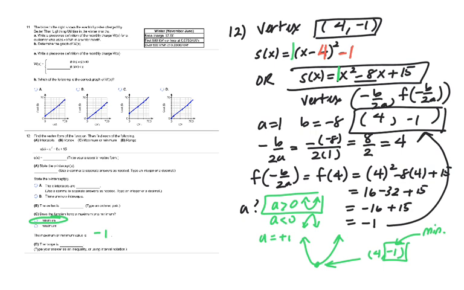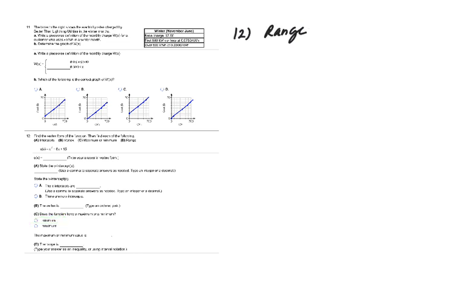Part D asks for the range of the function. So let's look at that one. For the function, we know our vertex is (4, negative 1). So we have 1, 2, 3, 4 to the right on the x-axis, and then negative 1 on the y-axis. And we'll graph this in blue. So we have negative 4.